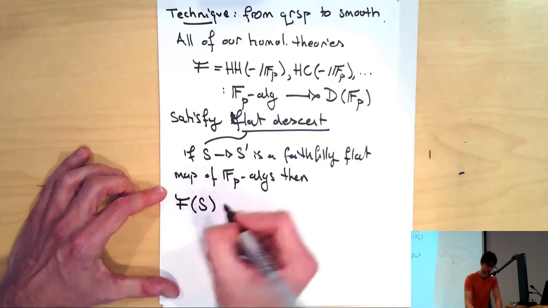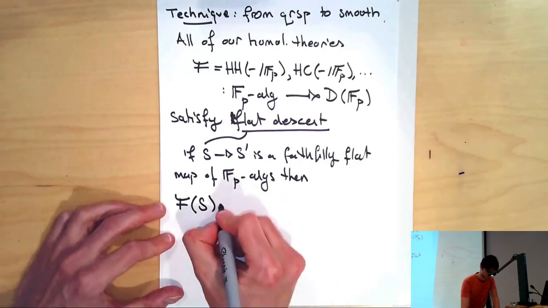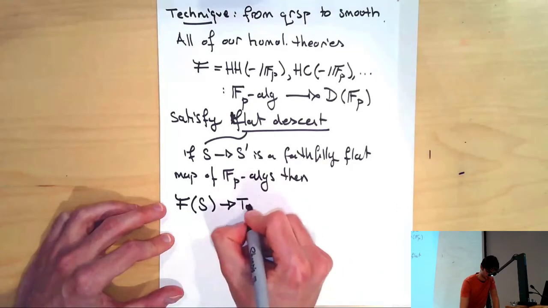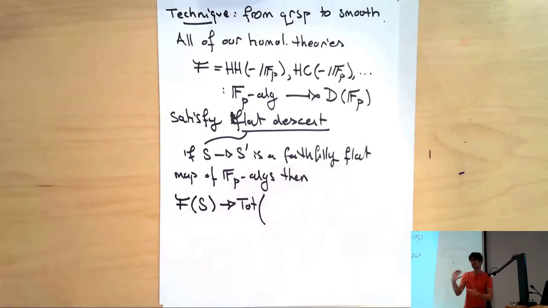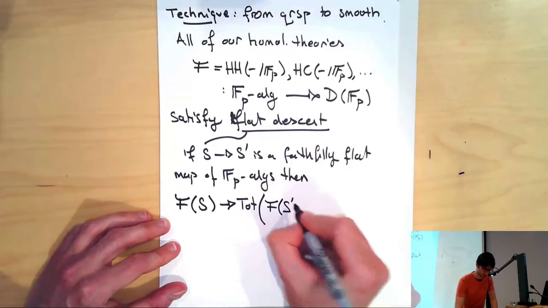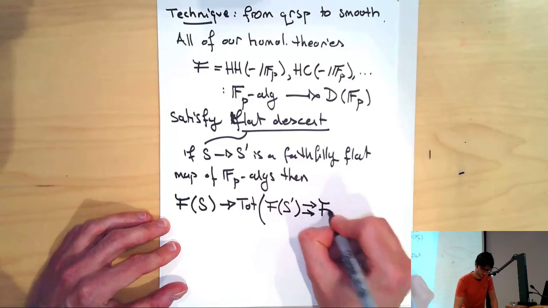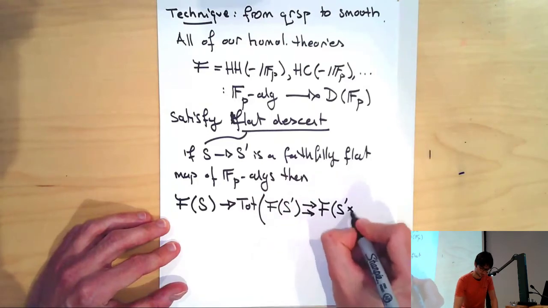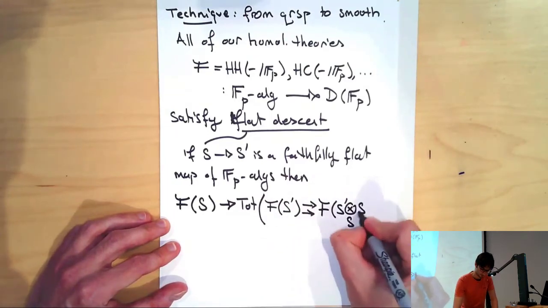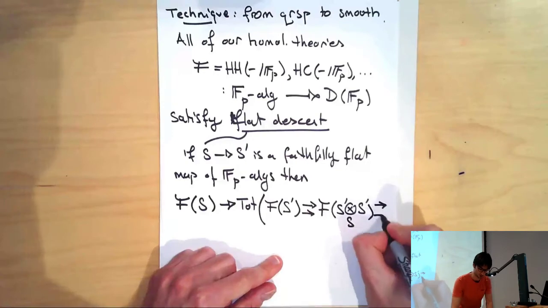I can look at the value of my cohomology theory on S, and I compare it to the following. I'm going to totalize the Čech construction associated to this cover. So I look first at my cohomology for S', then I look at the cohomology for two copies of S' tensored together over S, and so on. Then I would have three copies.